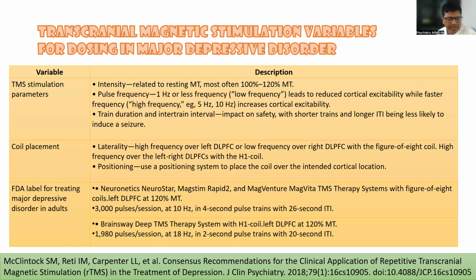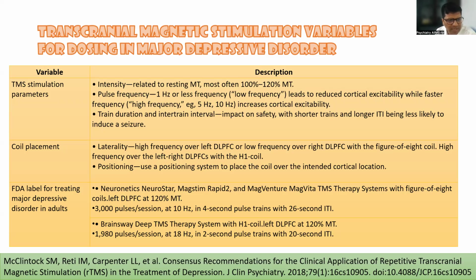Pulse frequency: if you are going for low frequency, then go for 1 hertz or less, targeting the right dorsolateral prefrontal cortex. If you are going for a stimulatory protocol, use 5 to 10 hertz frequency, preferably 10 hertz, targeting the left dorsolateral prefrontal cortex. Considering the safety, you need to have a shorter intertrain interval for low frequency protocols and a longer intertrain interval for high frequency protocols. High frequency protocol, more of left dorsolateral prefrontal cortex, low frequency for right dorsolateral prefrontal cortex. So it is more of a laterality related placement.